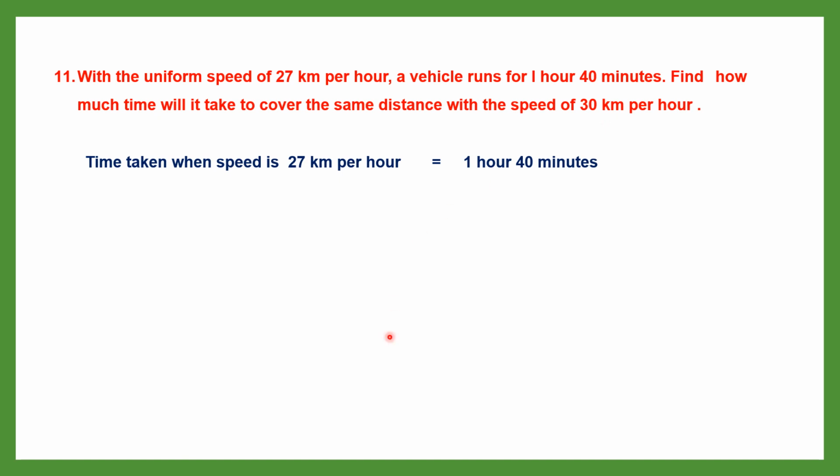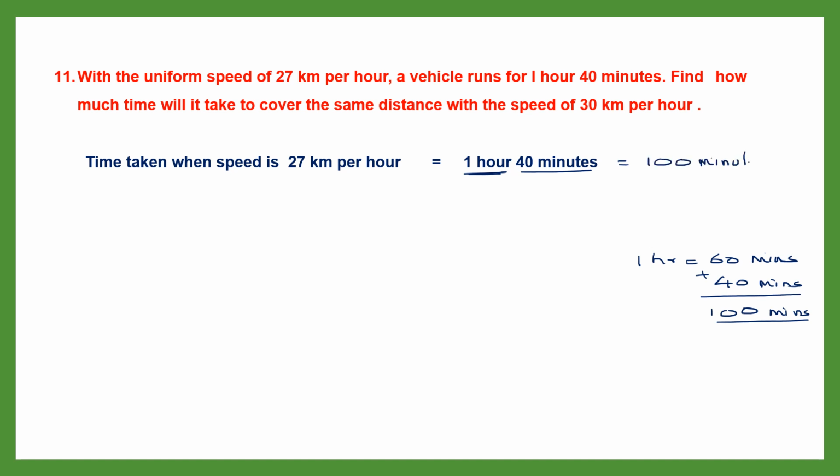So if we increase the speed, how long will it take to cover that same distance? That is the question. Let's begin by writing the time taken when the speed is 27 kilometers per hour. It's given to us: 1 hour 40 minutes. Now let's convert 1 hour 40 minutes to minutes. There are 2 units, so it's better to convert it to 1 unit. 1 hour is equal to 60 minutes. Now let's add 40 minutes to this. 0, 6 plus 4 is 10, 100 minutes. So 1 hour 40 minutes is 100 minutes.